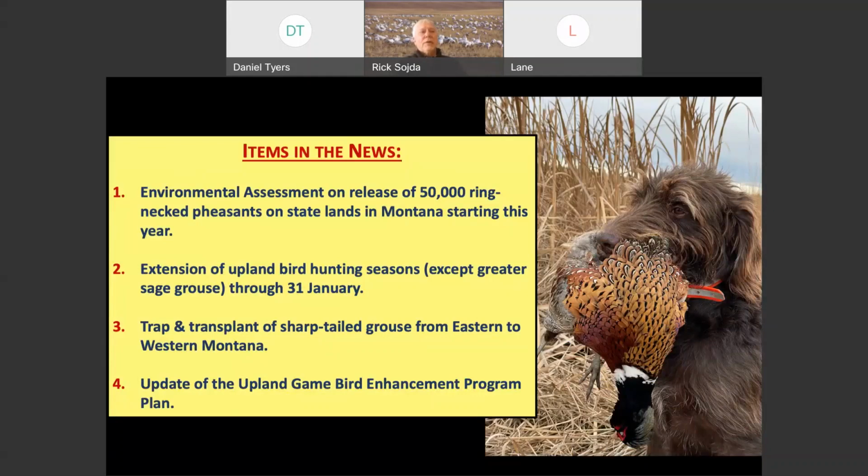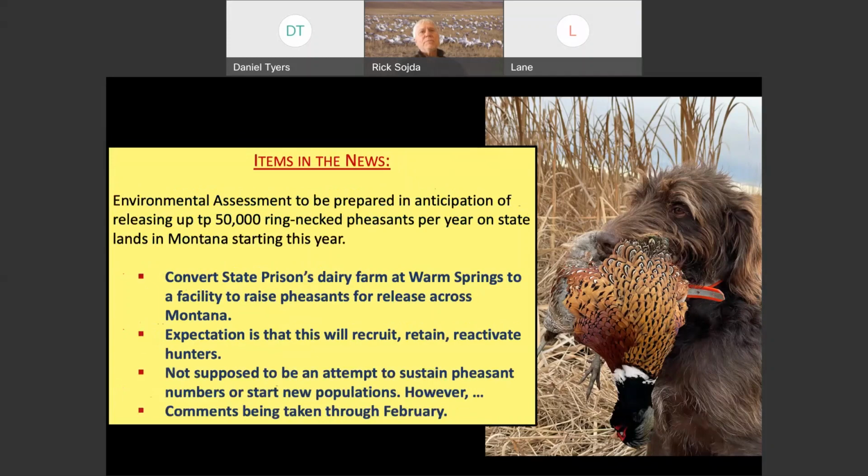Items in the news. 4 things I really want to mention. Number 1, there's been an environmental assessment that's being prepared. Fish, Wildlife, and Parks Commission has proposed releasing 50,000 ringneck pheasants on state lands across Montana starting this particular year. There's an extension of upland bird hunting seasons through January 31st that's been proposed. We have been trapping and transplanting sharp-tailed grouse from eastern to western Montana, and there's an update of the Upland Game Bird Enhancement Program plan that's in the process too. Talk about each one of those separately.